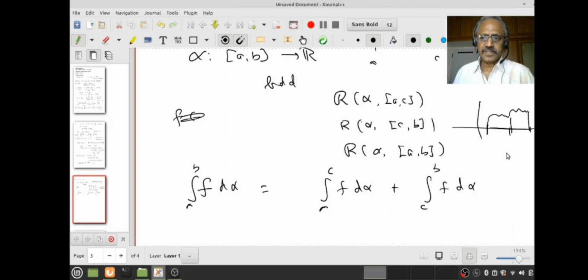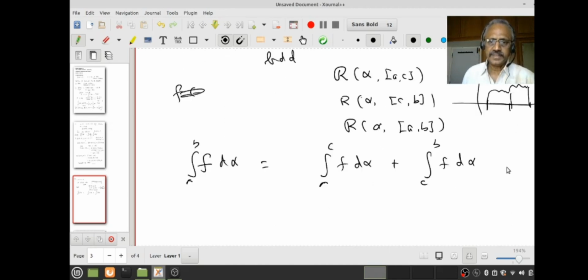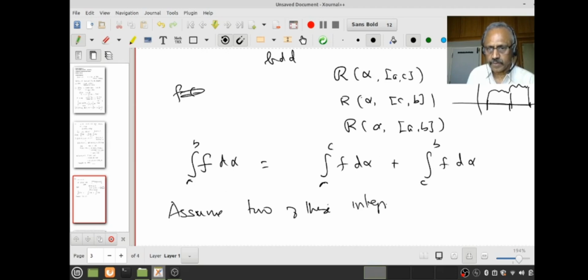Do you understand this statement? Shall I write it? So assume two of these three integrals exist, or make sense.